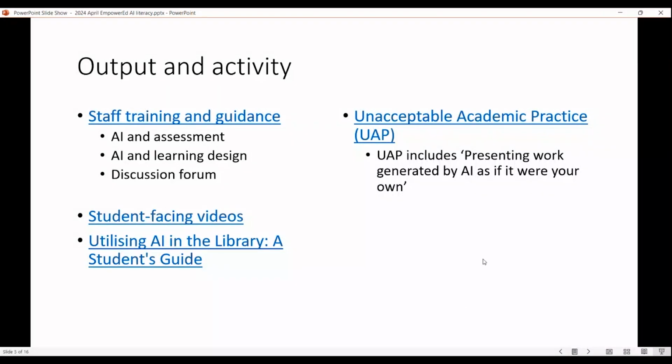And of course, we got the unacceptable academic practice wording changed. That was in March. I think we did pretty well last year to be formed in February and get this stuff done by March. So presenting work generated by AI as if it were your own is considered unacceptable academic practice. And so we're just working from that. And I think that's got enough flexibility built in for people to understand we don't have to ban it completely. That's not possible. But there are some guidelines, and mainly it's about transparency.